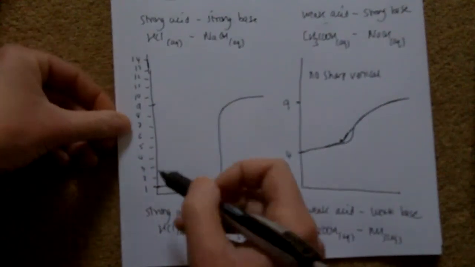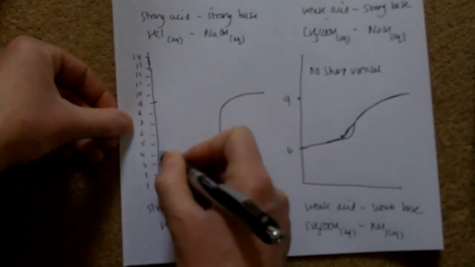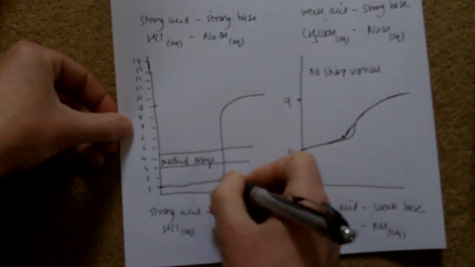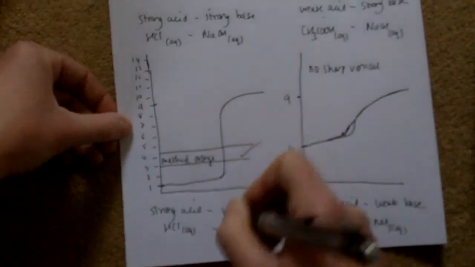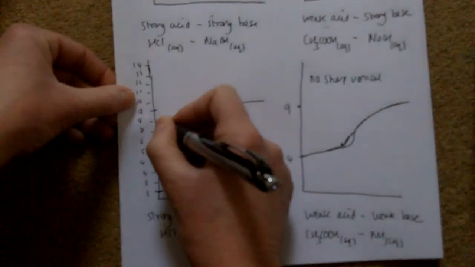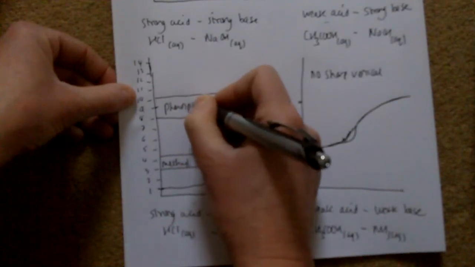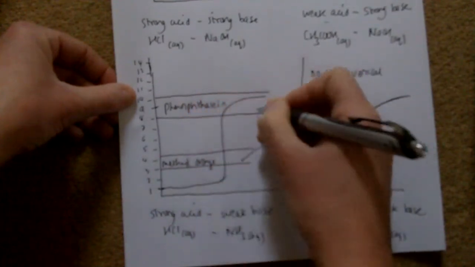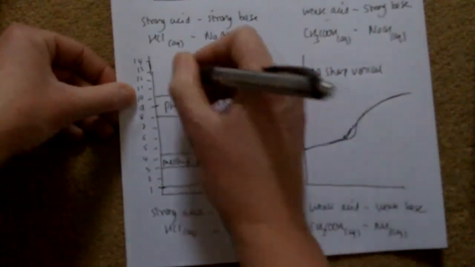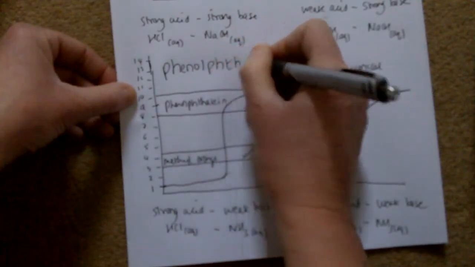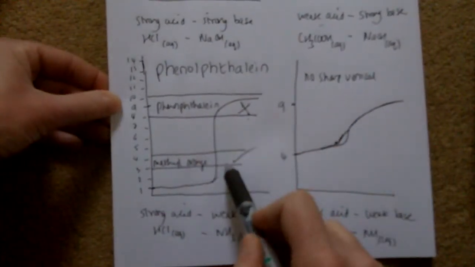If you look at the strong acid weak base, methyl orange changes color down here, so one drop is added, and then it changes color. That's okay as an indicator. Whereas phenolphthalein changes color up there. That is too late. That's no good. Spelling of phenolphthalein. So that would not be a good indicator. Methyl orange would be a good indicator.